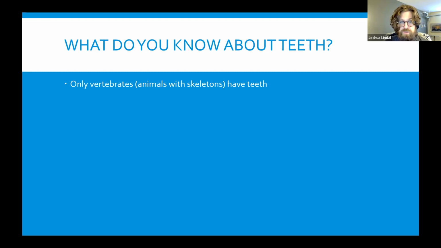But it excludes other types of animals like insects, which do have chewing mouth parts. You can think of like an ant's chewing mandibles, right? They have mouth parts and they can chew, but they don't have teeth. They have structures that are similar to teeth, but they're not teeth. So when we're talking about teeth, we're talking very specifically about the kinds of mouth parts that belong to animals with skeletons.